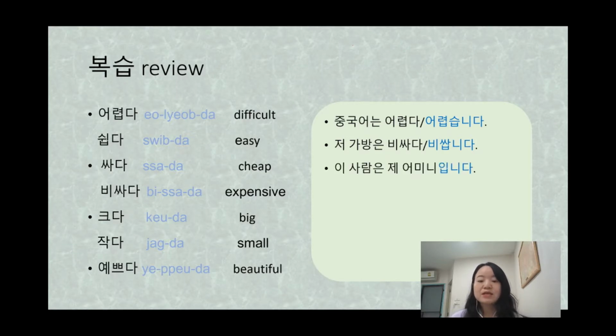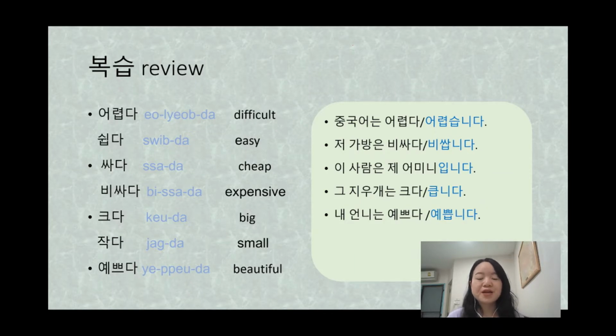Okay, next one. This is my mother. 이 사람은 제 어머니입니다. Because in this sentence you're talking about your mother, it's already the polite way. Okay, then that eraser is big. 그 지우개는 크다. Same. If you talk to someone older than you, or you have to show respect, 그 지우개는 큽니다. Next one. My sister is beautiful. 내 언니는 예쁘다. Polite way, 내 언니는 예쁩니다.